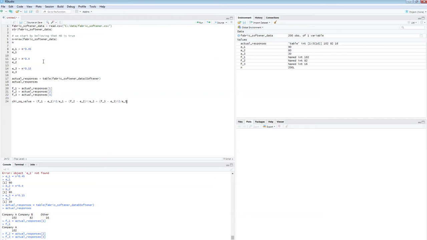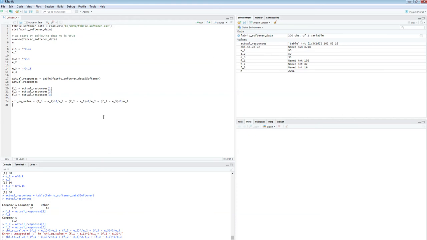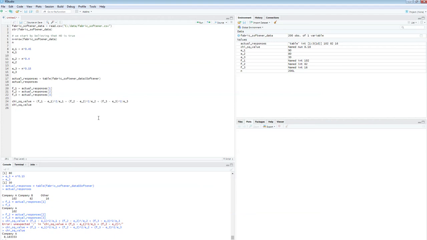Alright, so of course I messed up something. Unexpected value, like this right here, right? See what I did? I forgot to square. Okay, cool. So let's take a look at how much my chi-squared value is. My chi-squared value is 8.1833.